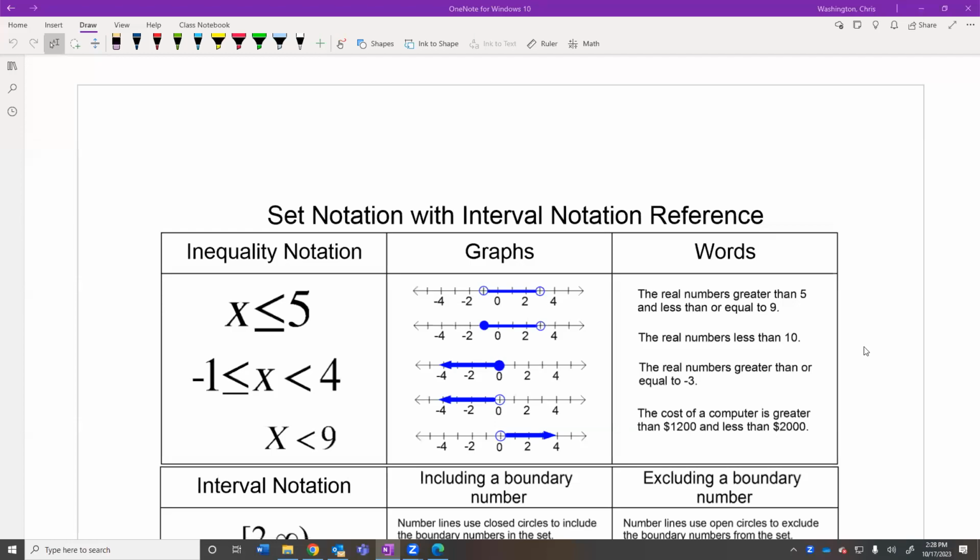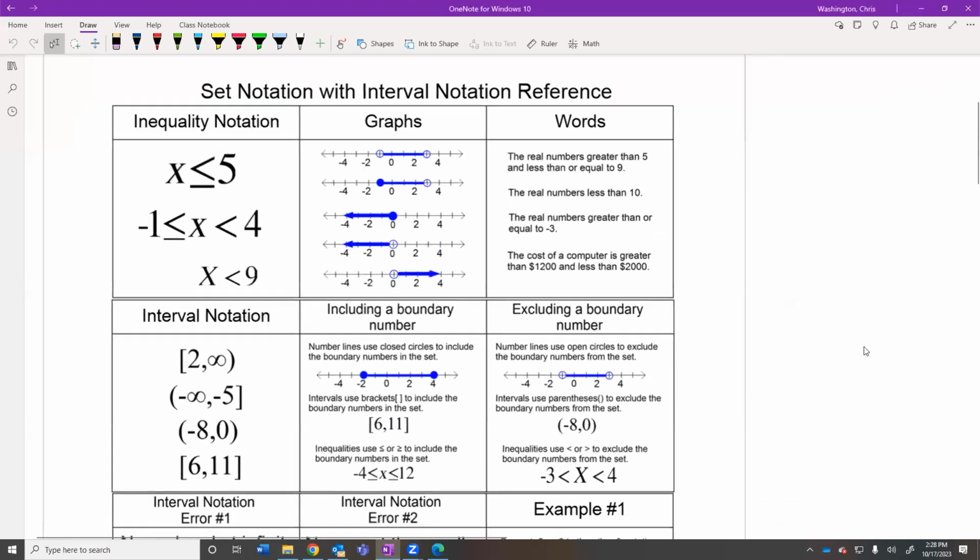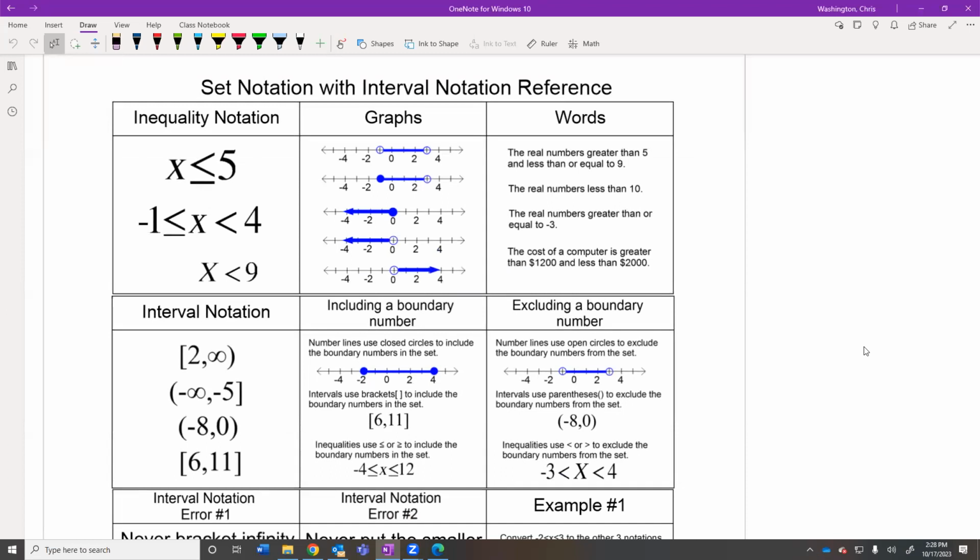All right. So with this, inequality notation looks like this. We use inequality symbols. We always use an X with inequalities. So X less than or equal to 5. That's every number from 5 all the way to negative infinity. We do not actually have to use infinity and negative infinity with inequalities because X less than or equal to 5 kind of includes the negative infinity.